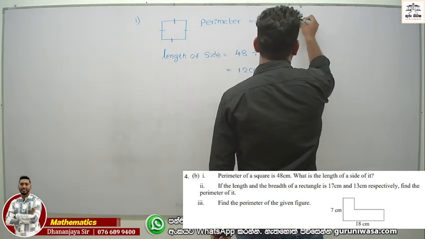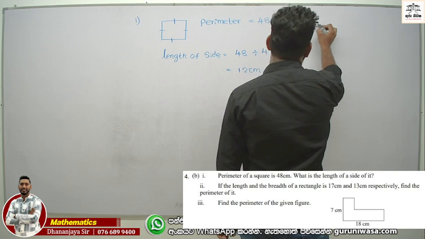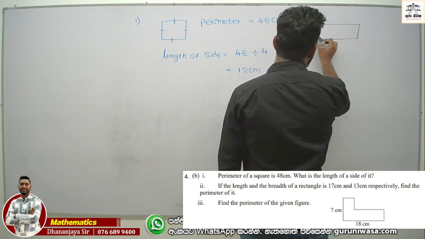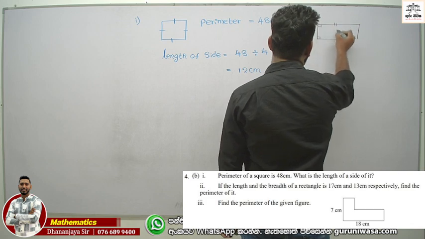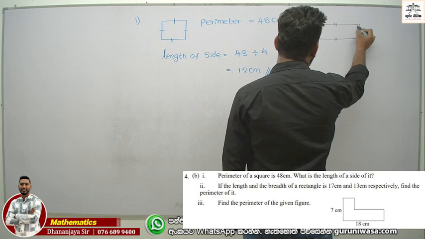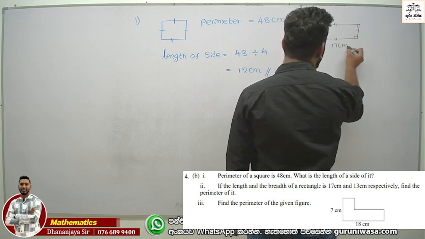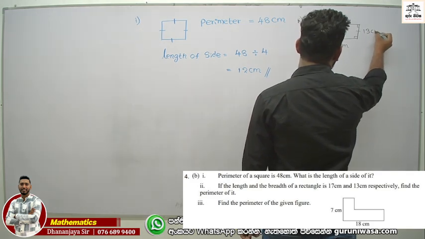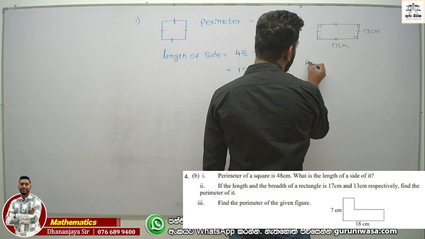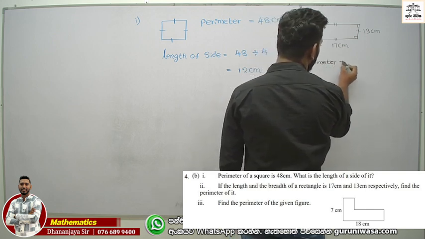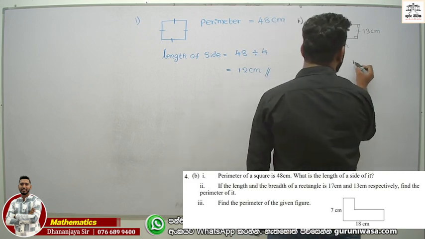If the length and the breadth of the rectangle are 17 cm and 13 cm respectively. Number 2. And this is a rectangular shape. And the length is equal to 17 and breadth is 13. Now how to find the perimeter?